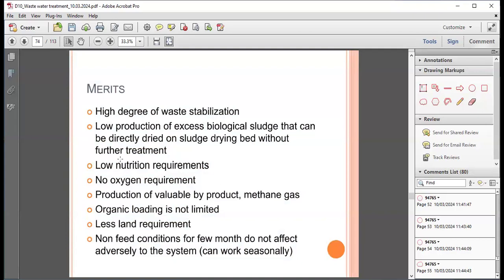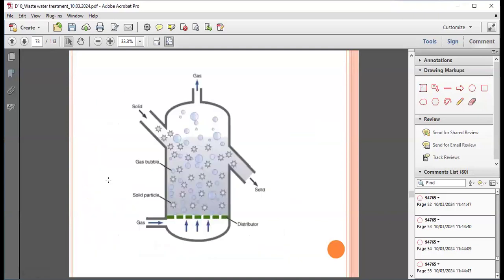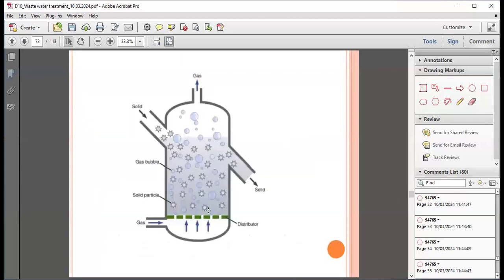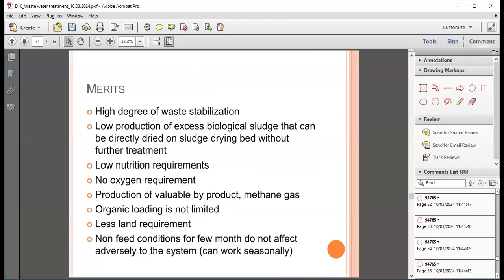Okay, this is the fluidized bed reactor, one of the treatment units in water treatment. So no feed condition, few months do not affect adversely the system, can work seasonally.